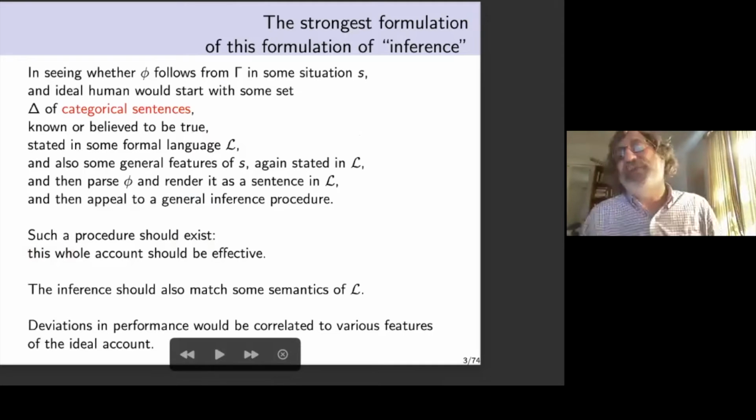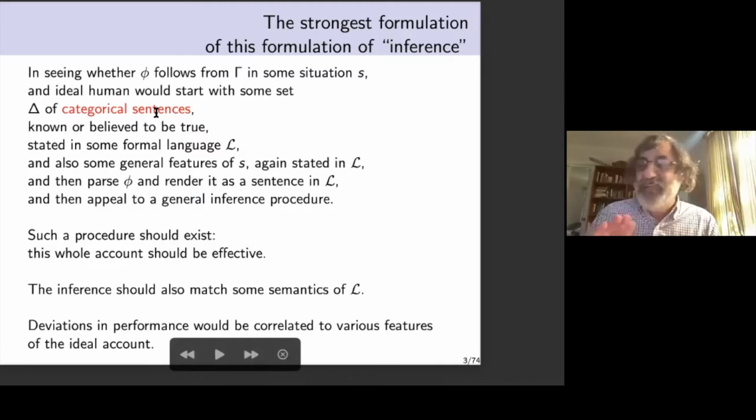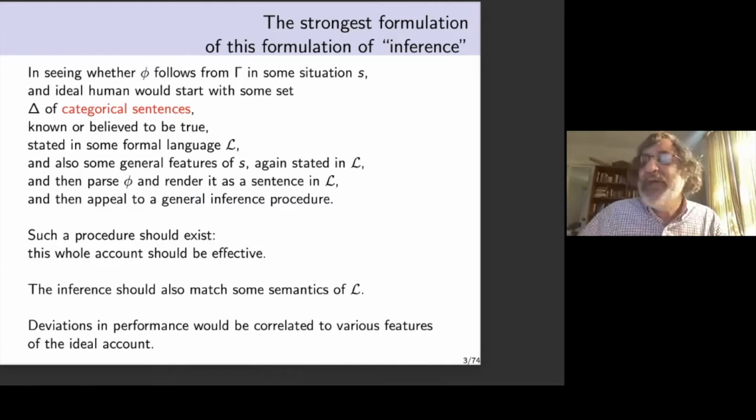Here's a very strong formulation of what this means for logicians. I don't actually see this written out anywhere, but I take this to mean what inference is in some sense. In seeing whether phi actually follows from gamma in some situation, some context, some background, we would put down a set of categorical sentences. I mean sentences that are just background knowledge about the world and the situation that we're in, that are believed to be true in some sense. And they would be put down in some formal language, and everything about the background situation should be describable in that language.